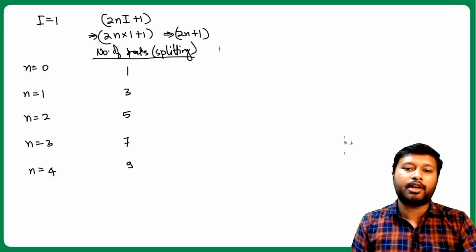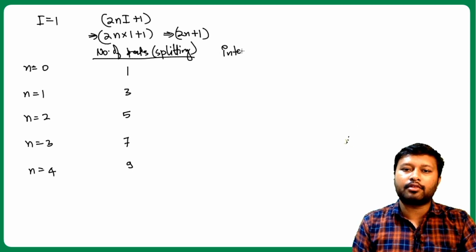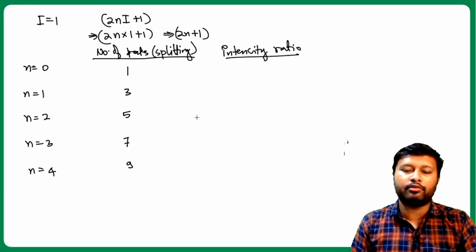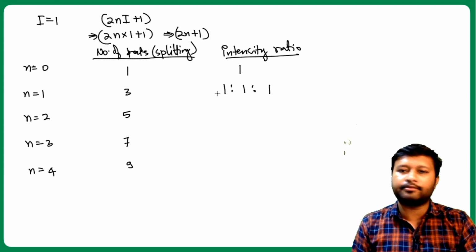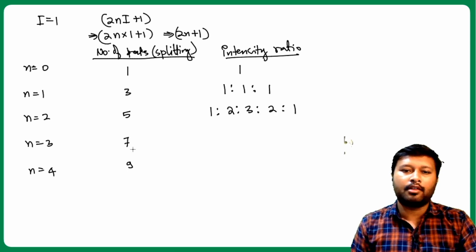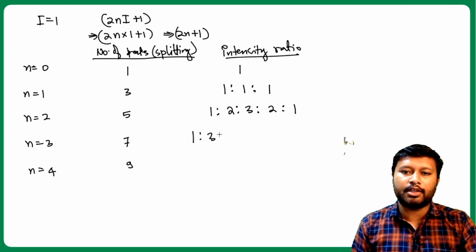Now let's talk about the intensity ratio. Understand that this will be followed only by those which have I value 1. So how to do that? For 1 it is pretty simple, just write down 1 as it is. For 3 it is 1:1:1. For 5 it is 1:2:3:2:1. For 7 it is 1:3:6:7:6:3:1.